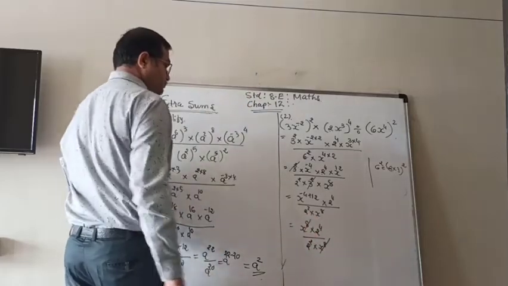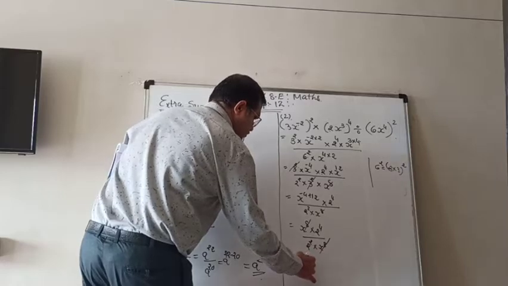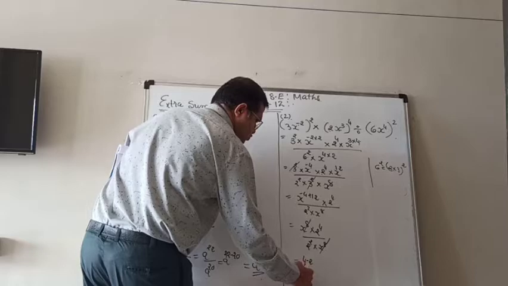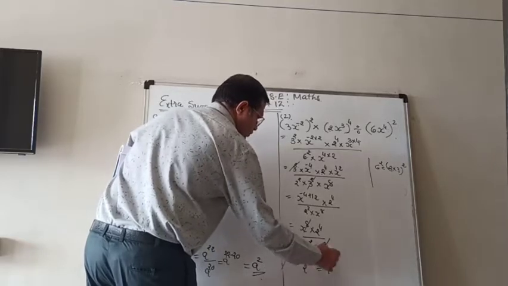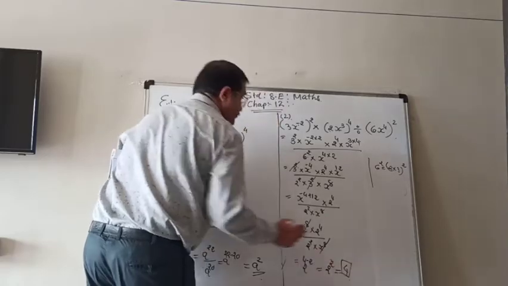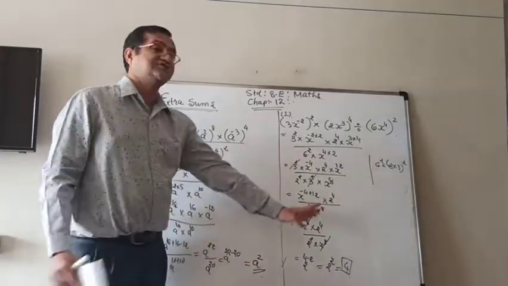So now, divisions with the same base, so subtraction. So 2 raised to power 4 minus 2, that is 2 squared. 4 minus 2, and 2 squared is the answer. 4 will come here. So we have to remember the rules.